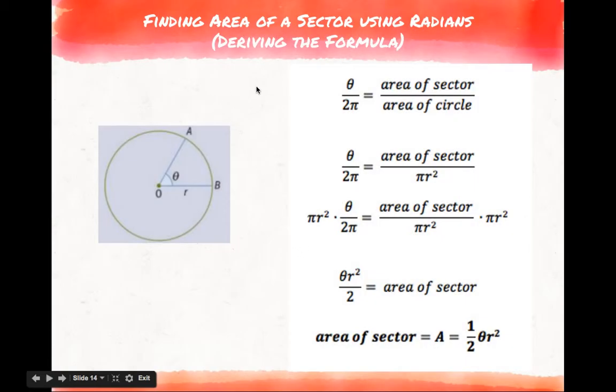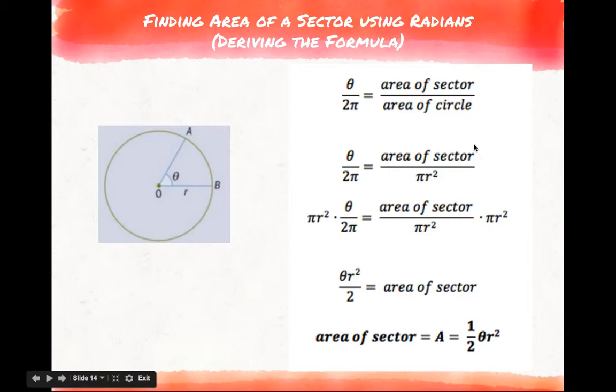Finding the area of the sector is the same concept. We're setting up another proportion. We're going to say the angle theta is to the total number of radians in the circle, as the area of the sector is to the total area of the circle. So theta is to 2 pi, because I know there are 2 pi radians in an entire circle, as the area of the sector is to the entire area of the circle. Well, how do I find the area of a circle? I do pi r squared. So I plug that in there.